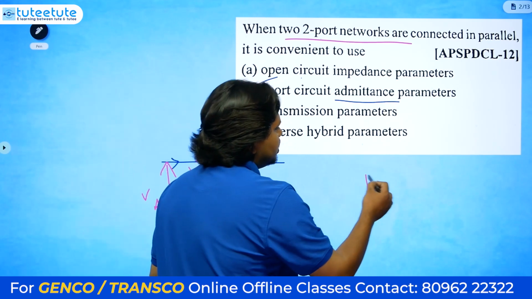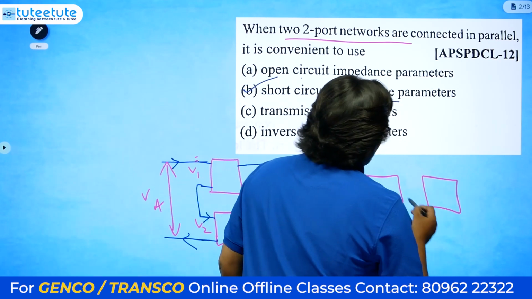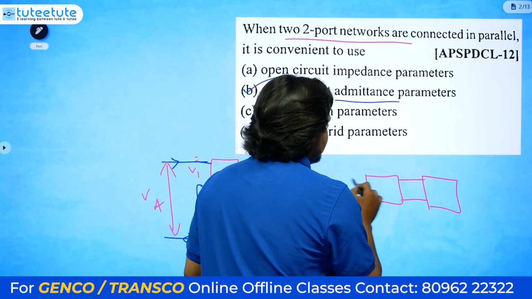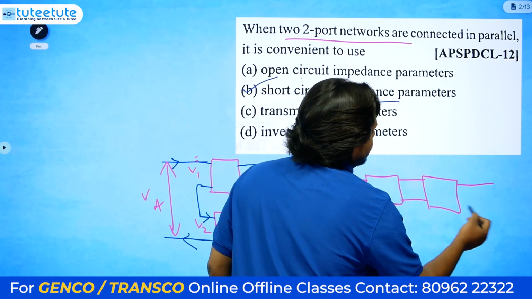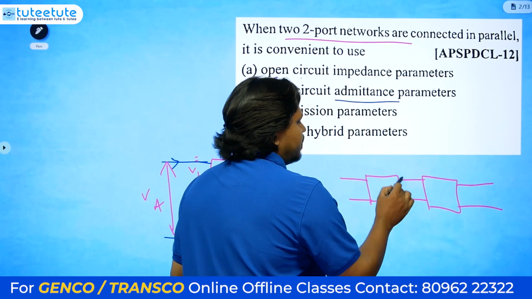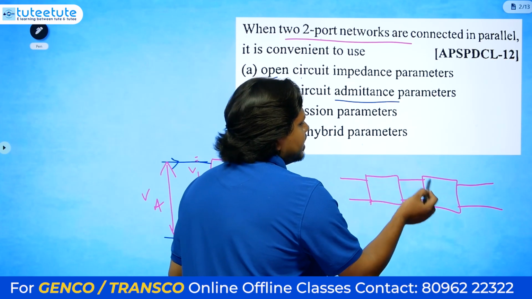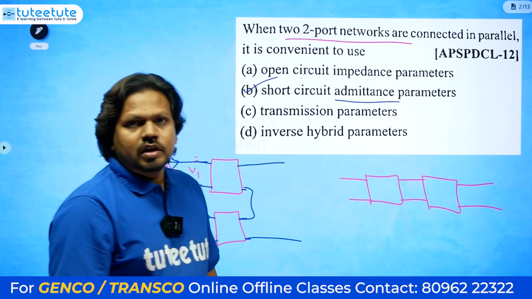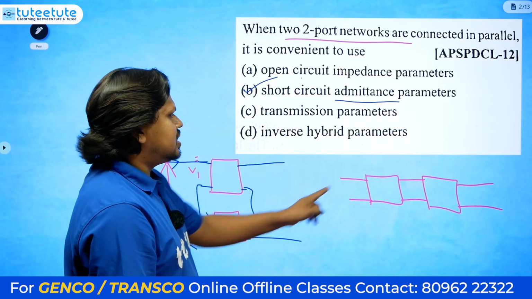What is cascade connection? Cascade connection means one end of the two port network is connected to another end. That means the output of one two port network is connected as the input to the other two port network here. So this is cascade connection.